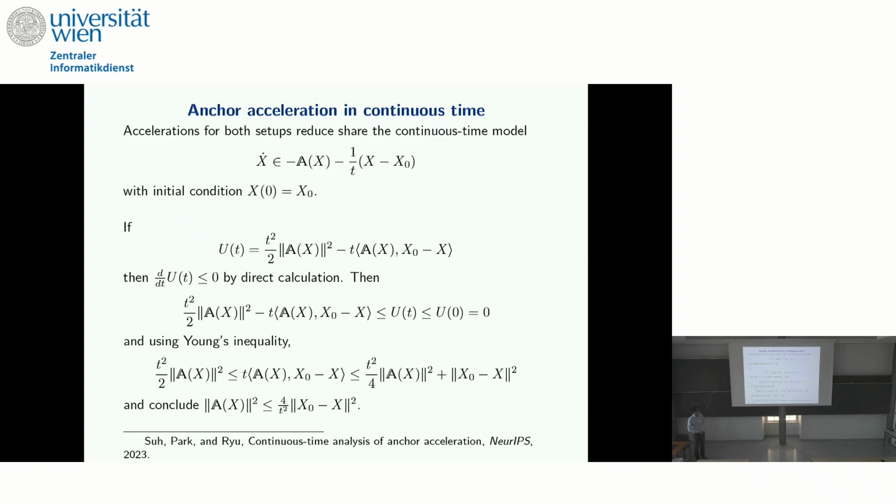Now in continuous time, we can carry out a similar Lyapunov analysis. I won't go through it in detail, because that would take 5 minutes and I don't want to spend that time right now. But the point is, it's a much easier, more straightforward analysis that allows us to recover a 1 over t squared rate, which again matches the 1 over k squared rate in discrete time.